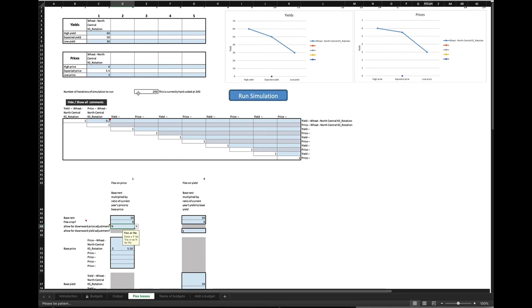You'll notice there was also a box for how many iterations you could put in. I have this hard coded right now to stay at 200 no matter what you put in here. Eventually, as I get some of the kinks worked out in the speed, I may allow you to actually change that. But that was just thinking ahead for future iterations of this spreadsheet.